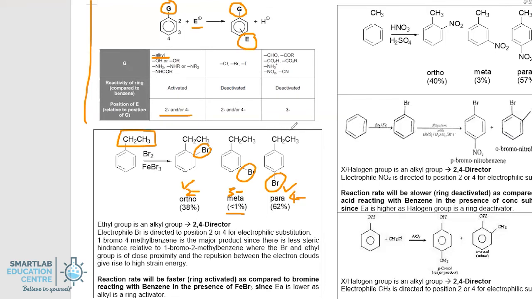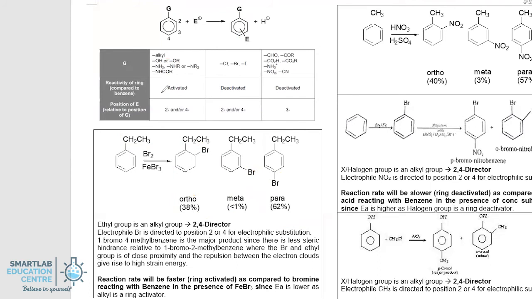Finally, to note is that we expect the para product to be the higher percentage. This will be produced in a larger percentage than position 2. The reason is that in position 2, the ethyl group and the bromine are in close proximity to each other. So there is greater steric hindrance and hence higher strain energy, and therefore it's less stable. Because of this, it is produced with a lower percentage.